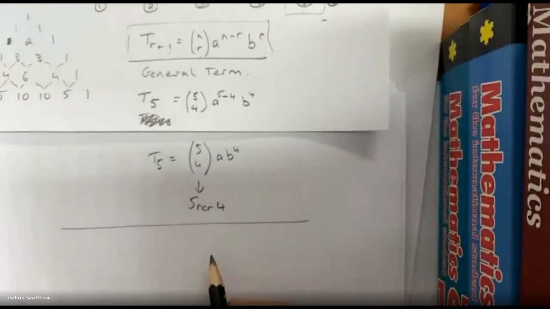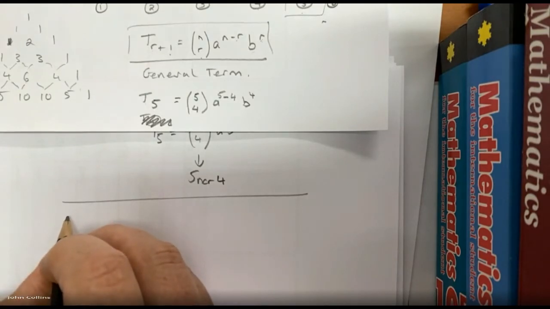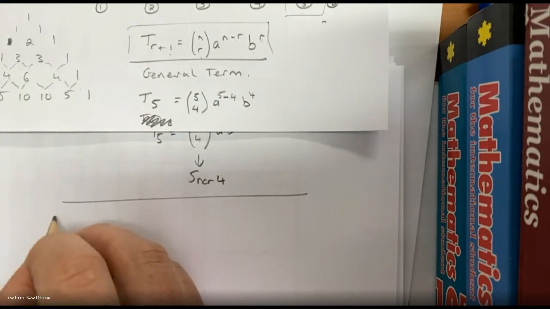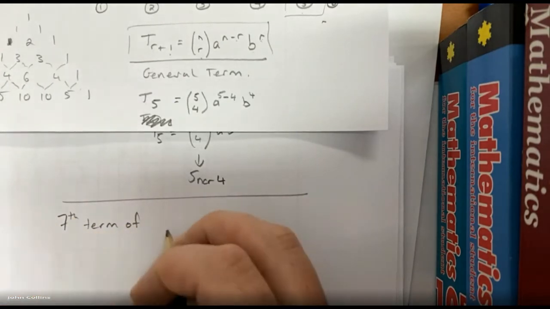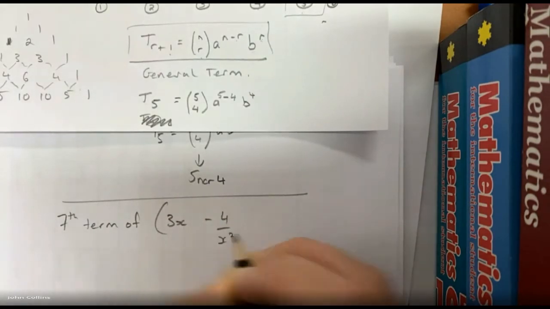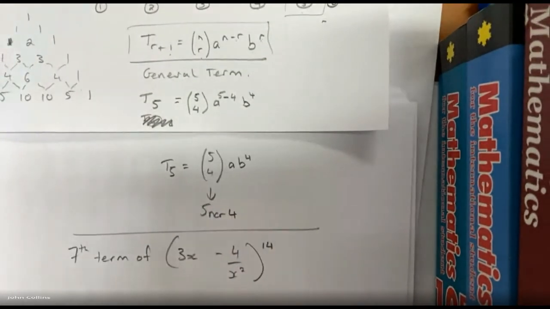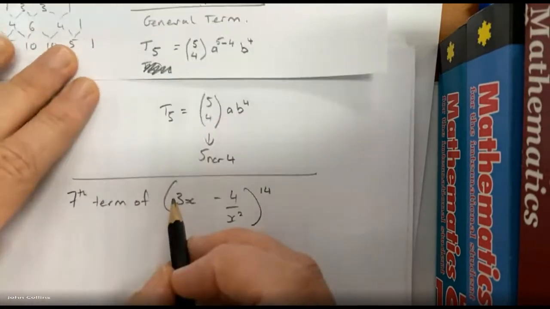Let's look at it more applied to a specific example, like you'd be asked and like you were asked for your homework. So now we can get it quicker without having to do it all out or logic it out. Okay. Let's find the 7th term of (3x minus 4 over x squared) to the 14. Let's find that 7th term of this.